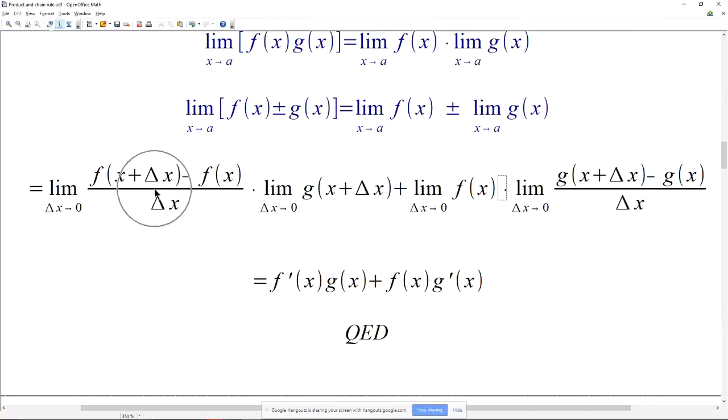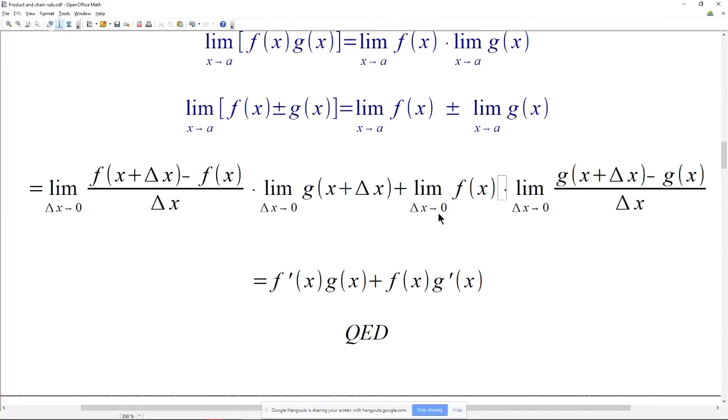Anyways, this right here is literally the definition of a derivative, f prime of x. This equation is, by definition, f prime of x times what happens in this part? What goes away here? The delta x, leaving me limit g of x. So I'm left with f prime times g of x plus. What am I left with here? Just f of x.